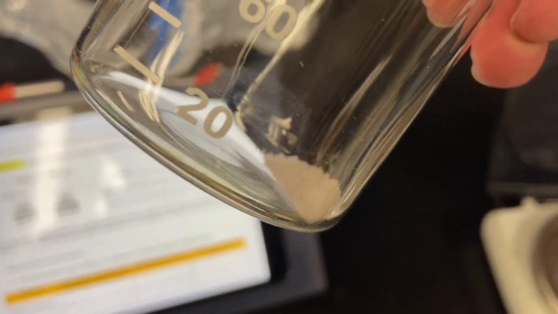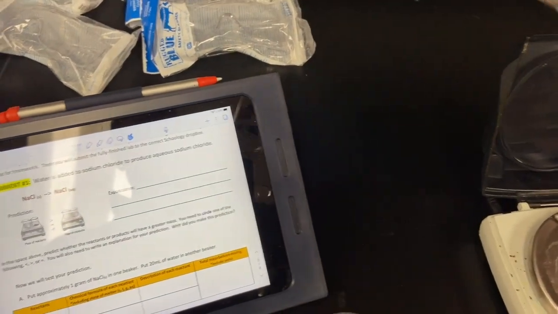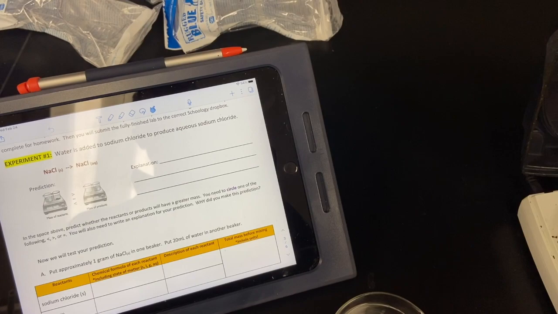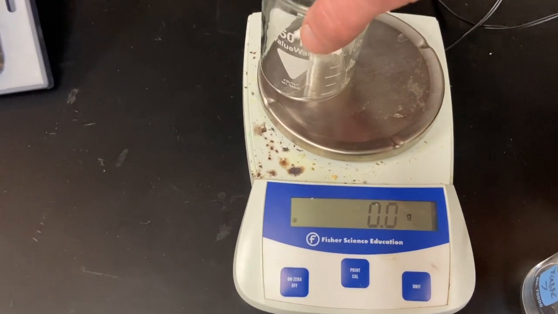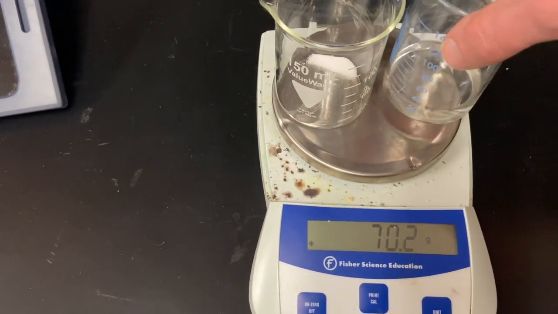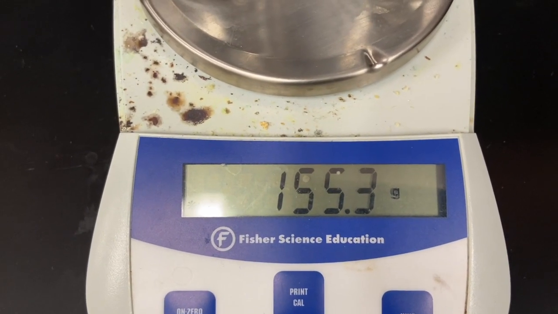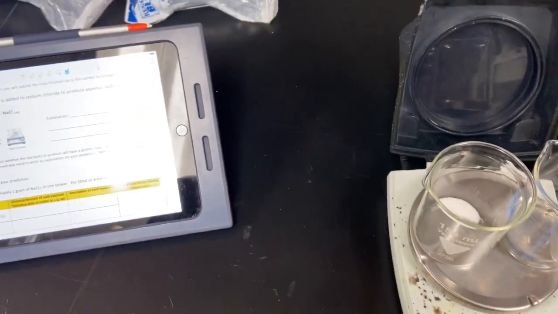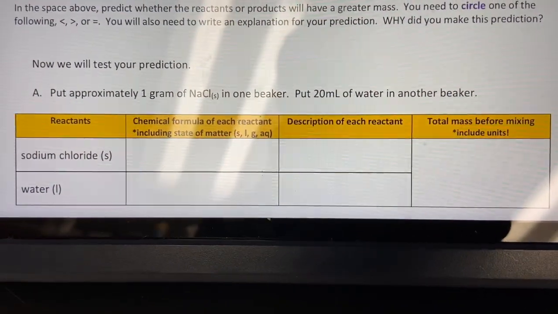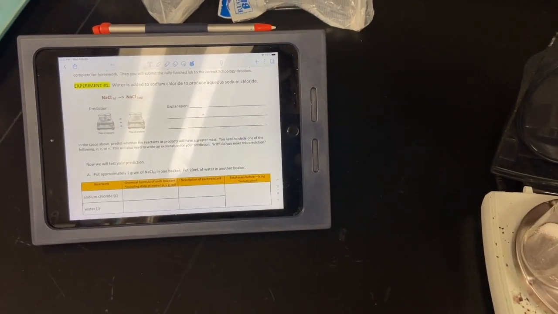Okay, so here for experiment 1, we have NaCl in solid form. So you need to make a description of this reactant. And then this is water, as you can see. So make your description, write your chemical formula, including the state of matter. This is the total mass before we do the reaction, before mixing. So you'll record that in the total mass before mixing box. Okay, so we just filled out this part. You have enough information to fill out that section, so go ahead and pause if you need more time.